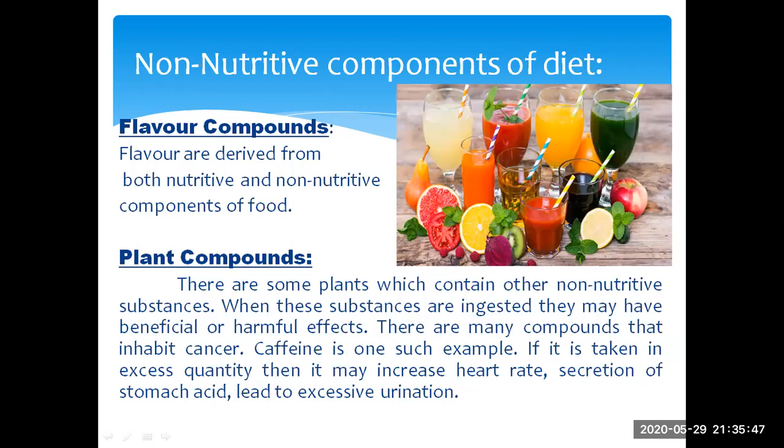The plant compound. This is one of the important non-nutritive components of diet. There are some plants which contain other non-nutritive substances. When these substances are ingested, they may have beneficial or harmful effects. There are many compounds that inhibit cancer. They do not give any nutrient value to your body, but they inhibit cancer. Caffeine is one such example. If it is taken in excessive quantity, it may increase the heart rate, increase secretion of stomach acid, and lead to excessive urination.